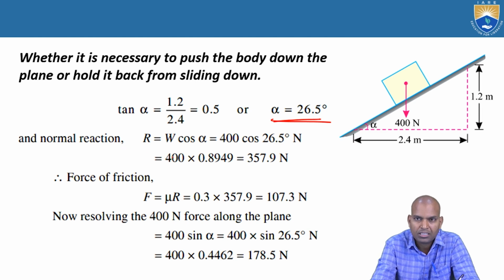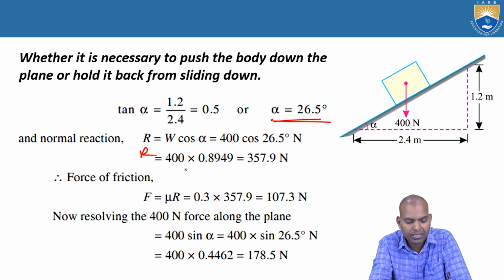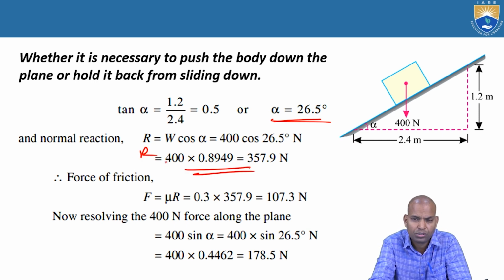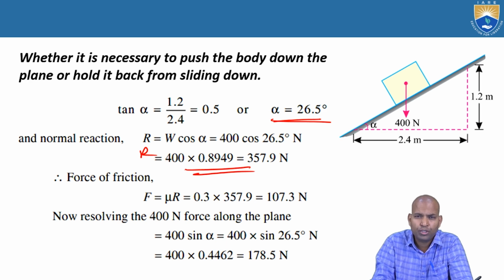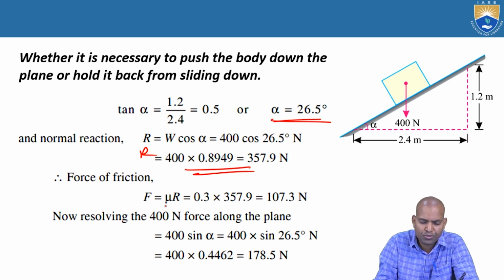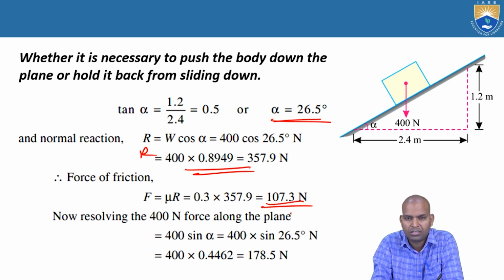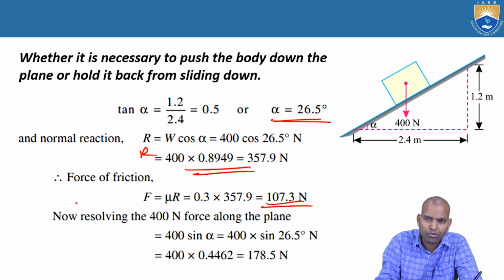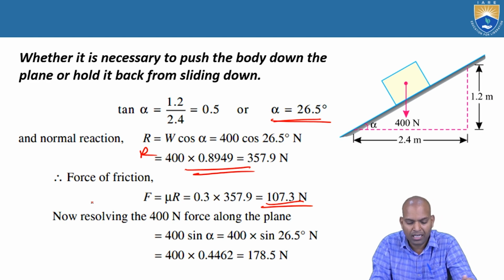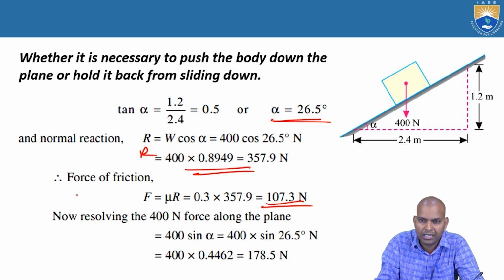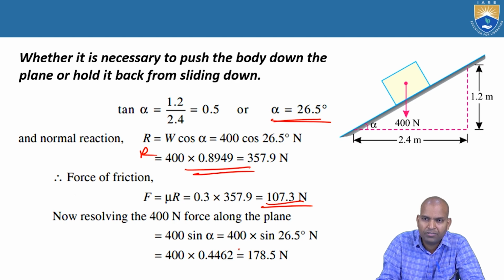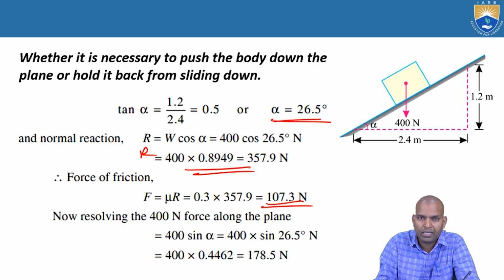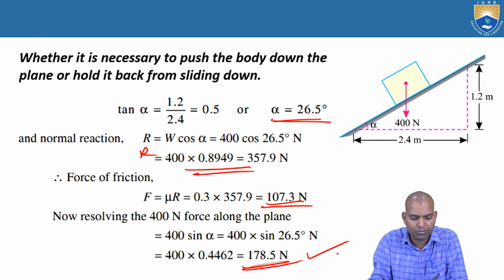Now R equals W cos alpha, that is 400 times cos 26.5, so R is obtained as 357.9 newtons. The force of friction F equals mu times R, where mu equals 0.3 and R is 357.9 newtons. Substituting, the friction force is 107.3 newtons. Now the component of the 400 newtons along the plane is 400 sin alpha, that is 400 times sin 26.5 degrees. Sin 26.5 is 0.4462, so that is 178.5 newtons.